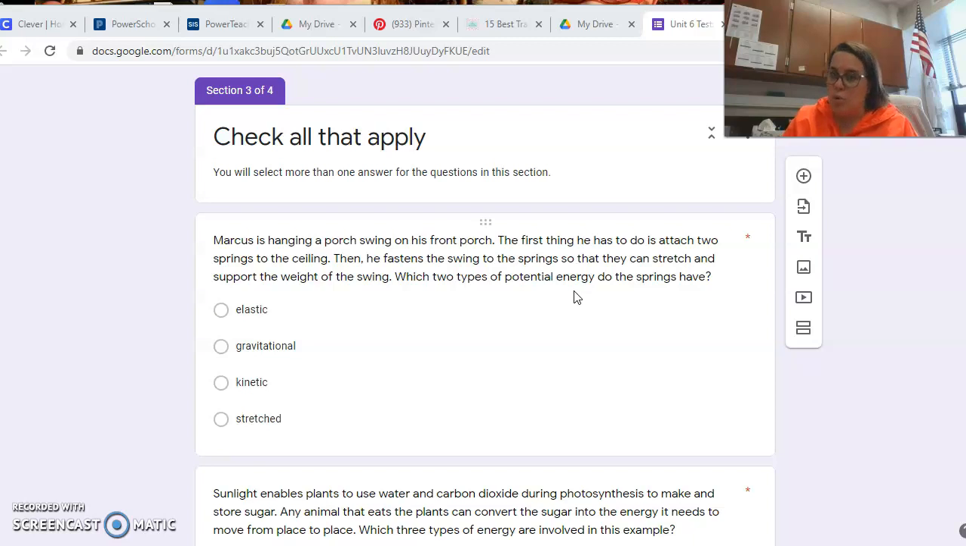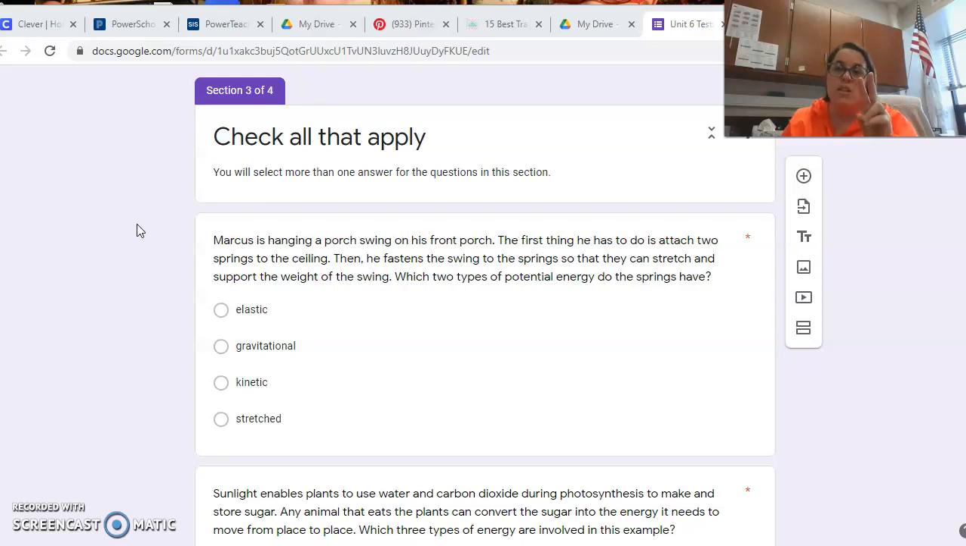Okay, so you're going to select more than one answer for the following question. Here we go. This first one, Marcus is hanging a porch swing on his front porch. The first thing he has to do is attach 2 springs to the ceiling. Then he fastens the swing to the springs so they can stretch and support the weight of the swing. Which 2 types of potential energy do the springs have?